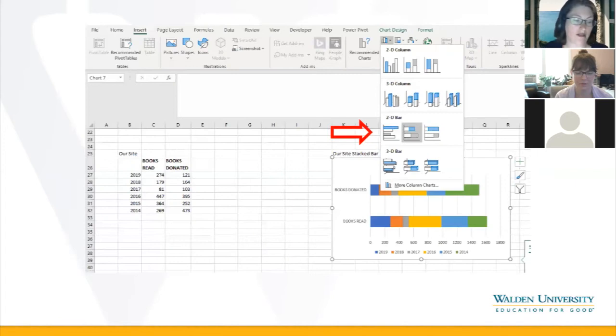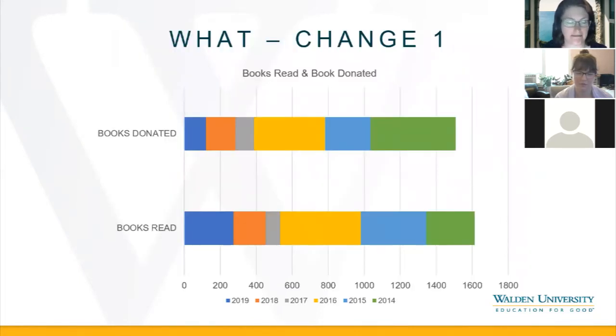So step 1, we need to use a different chart type to compare the total impact. We're going to change the chart type to a 2D stacked bar, and we immediately get this. This isn't quite what we want, but it's getting closer. So now we're going to move the books read and the books donated to 1 row per year.